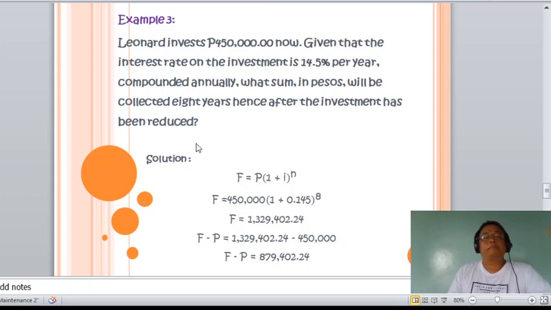So, getting now the difference between the future and the present amount. That is now 1,329,402 minus 450,000. Therefore, the difference, or the interest earned, is equivalent to 879,402. Okay?